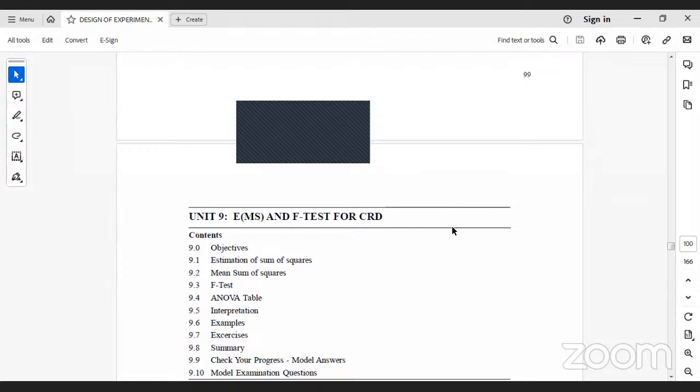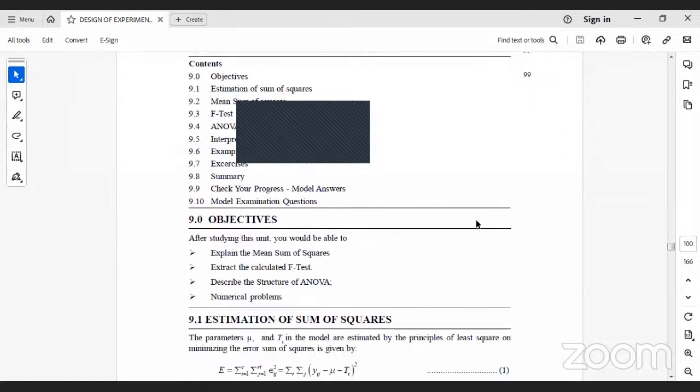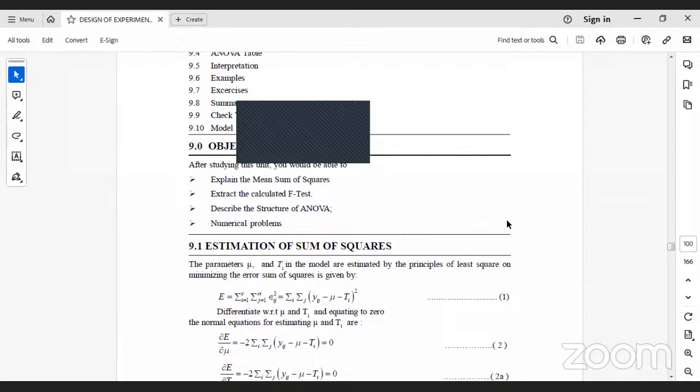E and F test for CRD: estimation of sum of squares, mean sum of squares, the F test and the ANOVA table. I will just give an introduction and complete it next week. Explain the mean sum of squares, the exact calculated F test, and discuss the structure of ANOVA numerical problems.